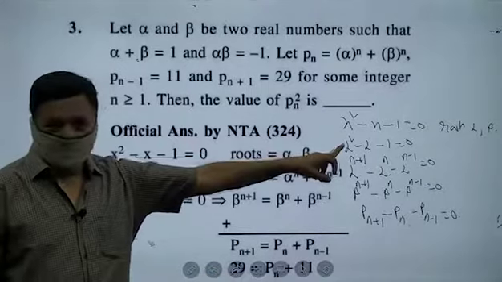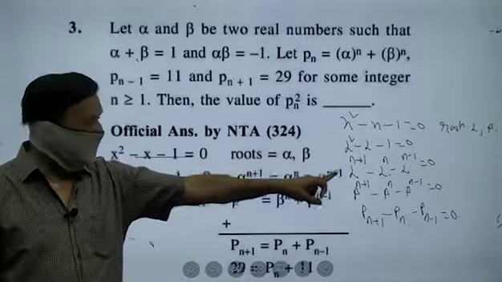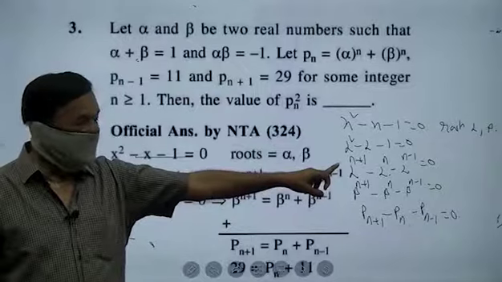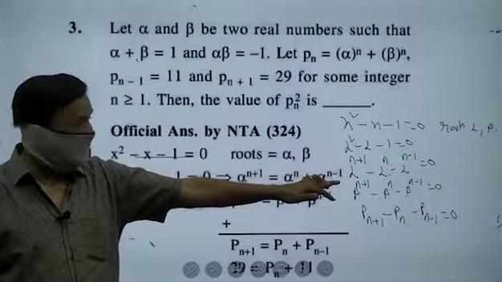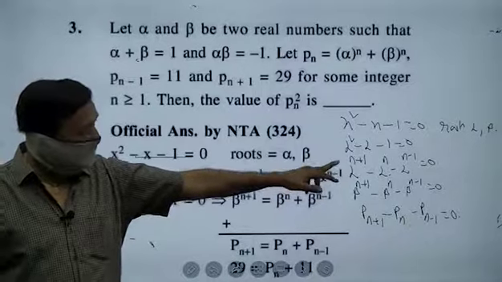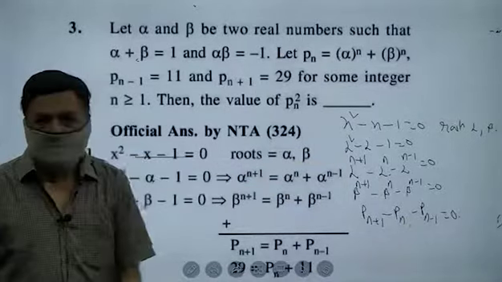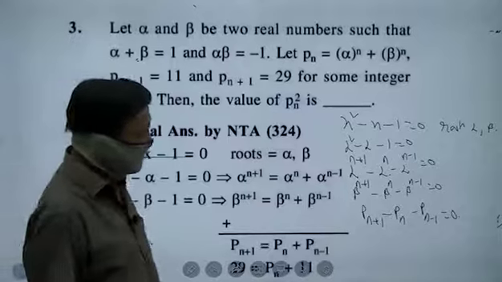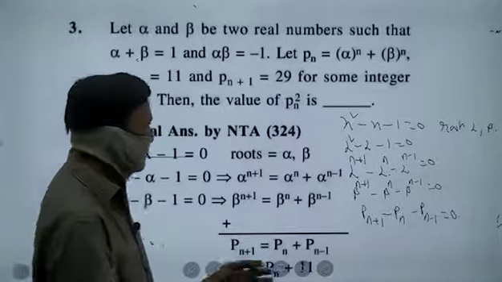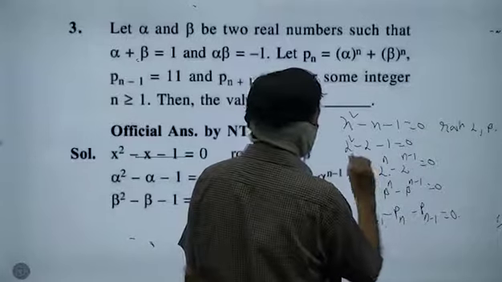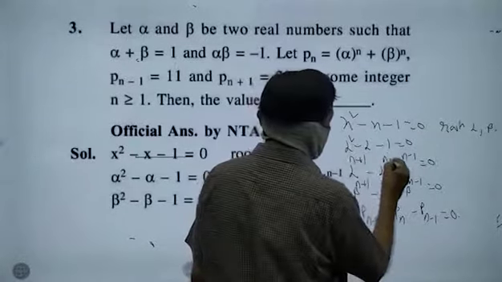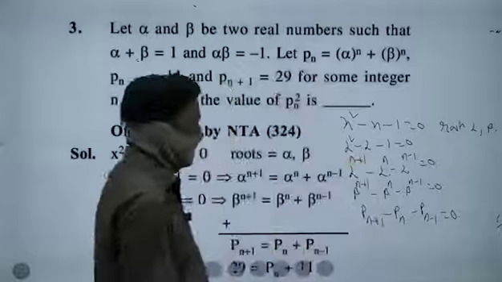Alpha is a root. Multiply with alpha to the power of n plus 1. Sorry, n minus 1. n minus 1 plus 2 means n plus 1. One minute. This is alpha power n plus 1, this is n, that's all, right. No problem.